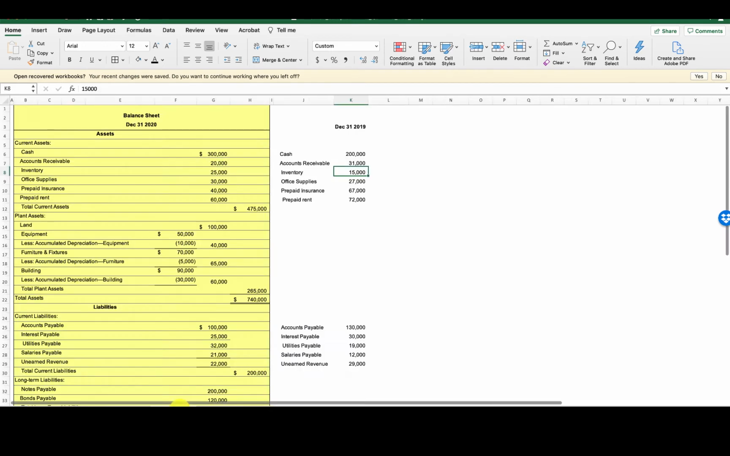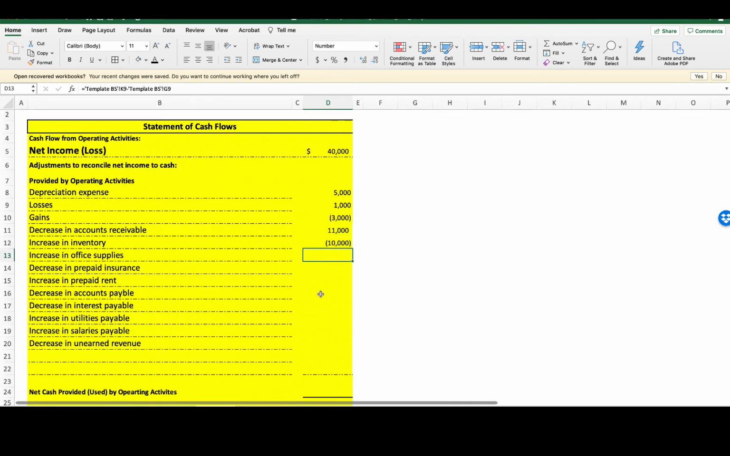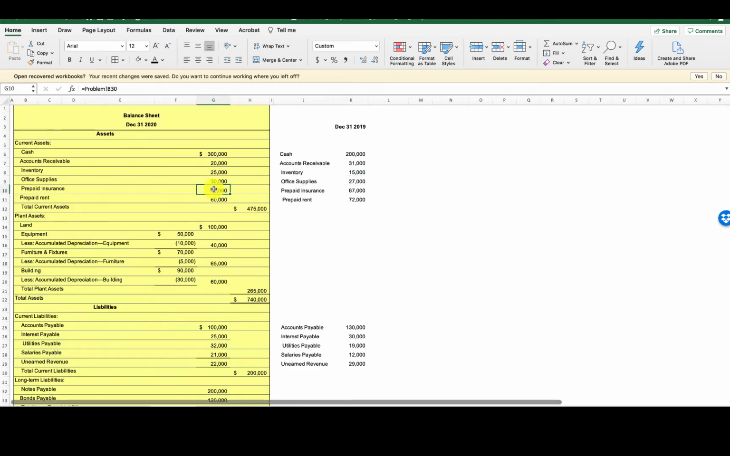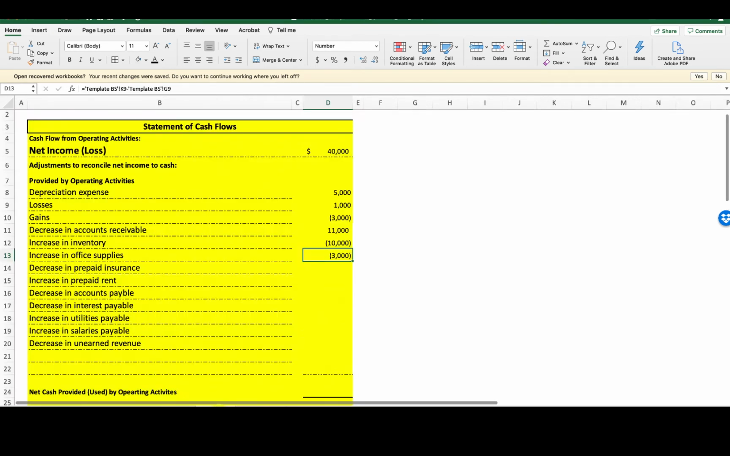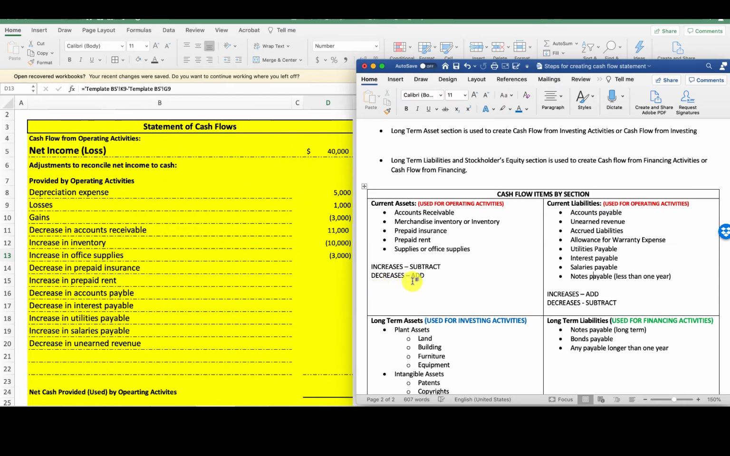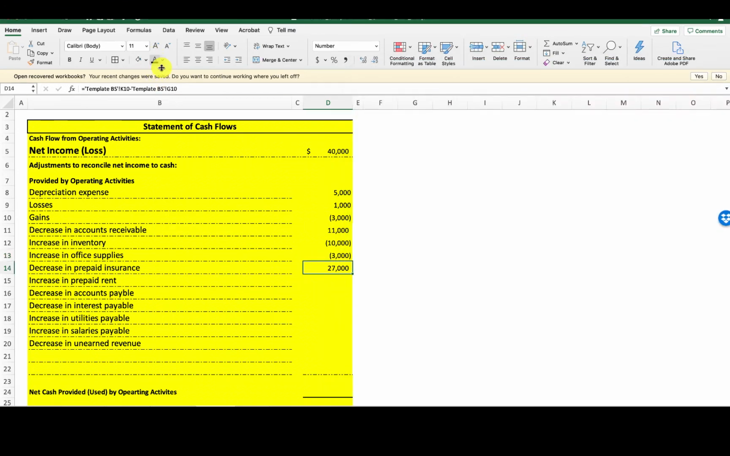All right, let's look at supplies. So I look at office supplies, it was 30,000 in 2020. It was 27,000 in 2019. So that's an increase of 3,000, from 27 to 30. My rule says, if there's an increase, we subtract. And so here I subtract 3,000. And so let's look at prepaid insurance. Prepaid insurance was 40,000 in 2020, 67,000 in 2019. So that was a decrease of 27,000. What do we do if there's a decrease? If it's a decrease, we add. So we're going to put that decrease in as positive, right?